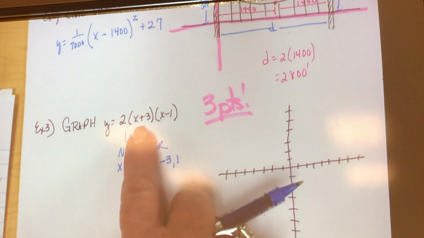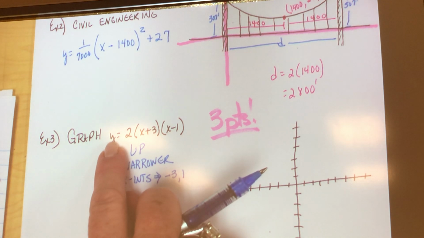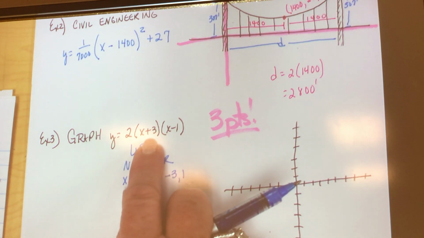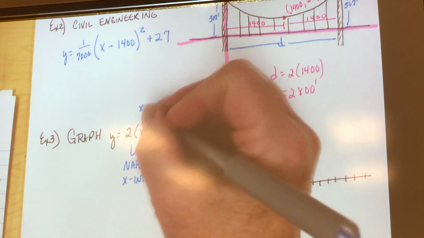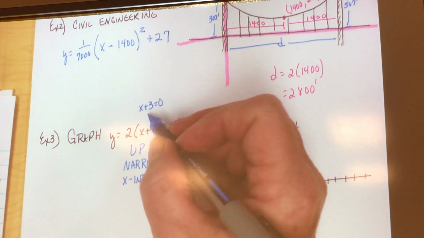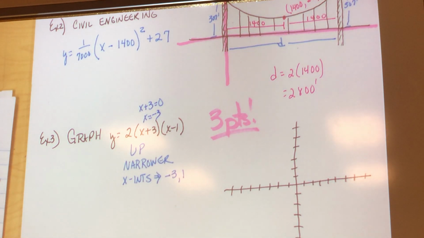Okay? Here's another way to look at it. What was the only thing that we could replace Y with? 0. Okay? So if you replace this with a 0, remember when you factored quadratics in Algebra 1, what did you do to solve them? You set each factor equal to 0 and solve for x. So if I set this factor, x plus 3, equal to 0, subtract 3 from both sides. There he is. X is -3.